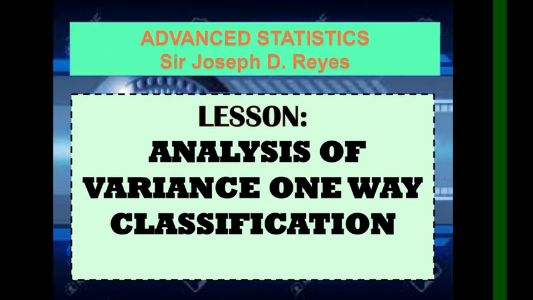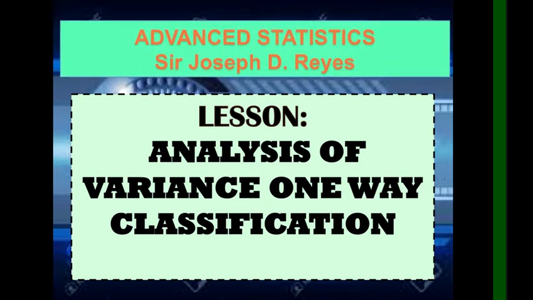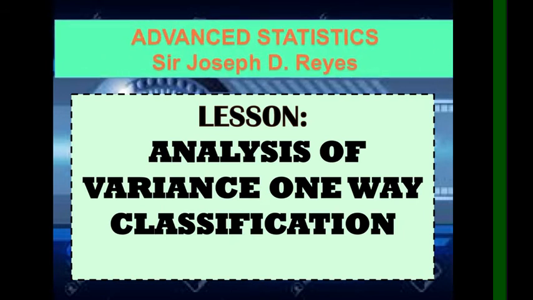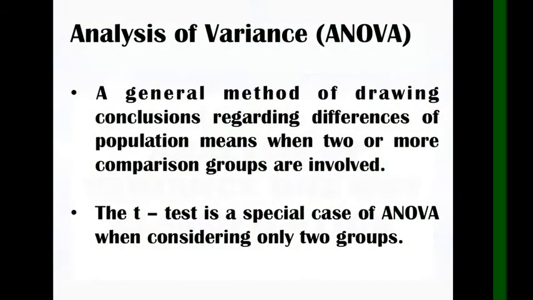And now let's proceed to our main topic for today, which is all about analysis of variance one-way classification. What is analysis of variance, or ANOVA? A general method of drawing conclusions regarding differences of population means when two or more comparison groups are involved. The t-test is a special case of ANOVA when considering only two groups, but if the groups are three or more than three, then we will use analysis of variance.